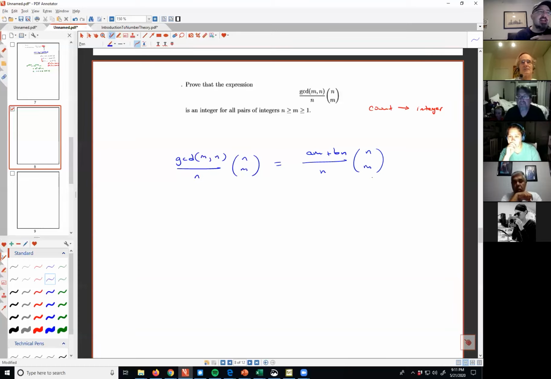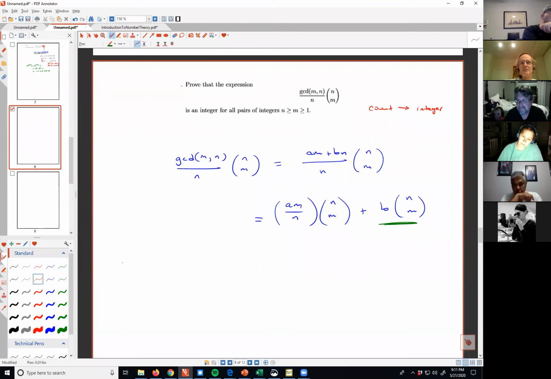I mean, bn over n is just b, right? We can break this into 2 pieces. We have am over n times n choose m, and then we have bn over n, which is just b, times n choose m. And this part's easy. If you can count it, it's an integer. N choose m is an integer, times b, by closure, still an integer. And so we're really focused now just on this part right here.